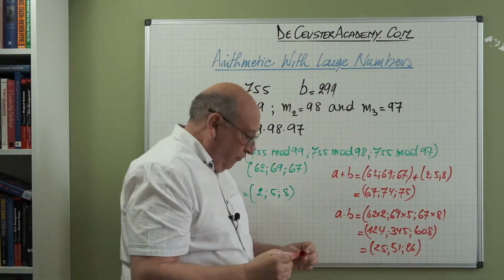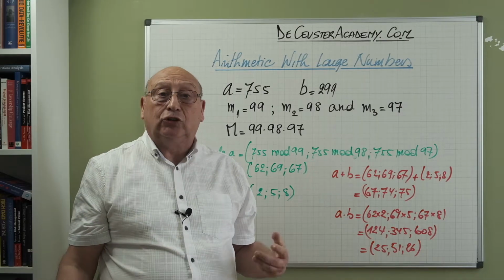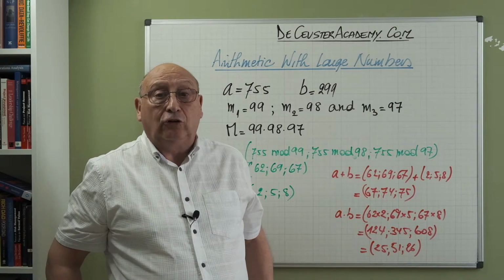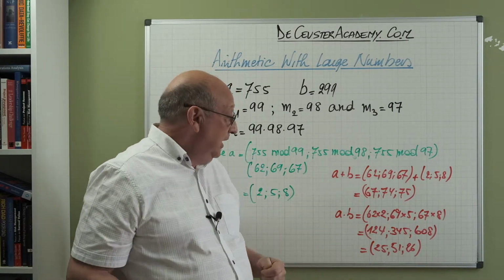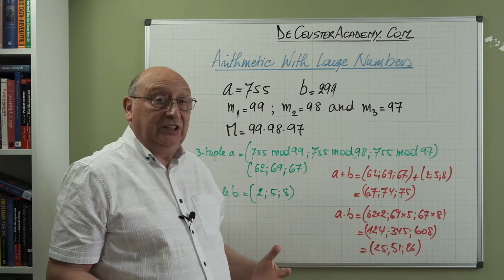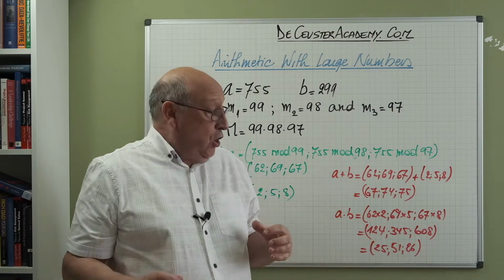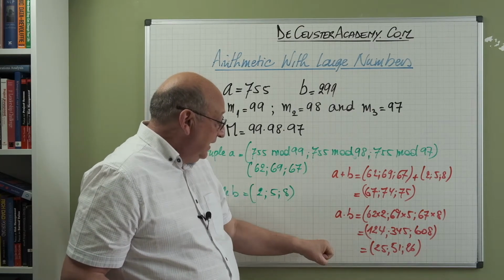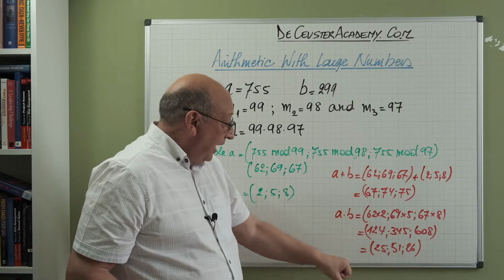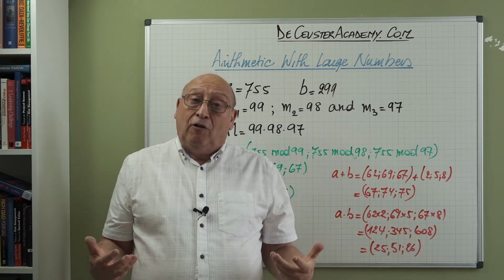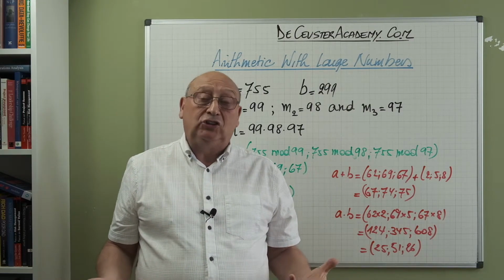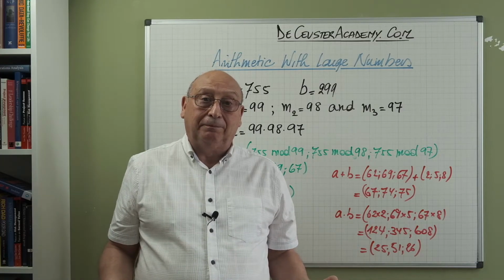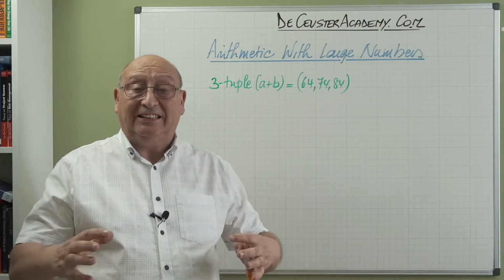You can find those easily. You can stop the video and do the calculations if you don't find the number. It's just the modular arithmetic that we've been doing before. Now we have the three-tuple for A plus B. We have the three-tuple for A times B. Let's now find the result by using the Chinese remainder theorem. Let's first continue with the addition.